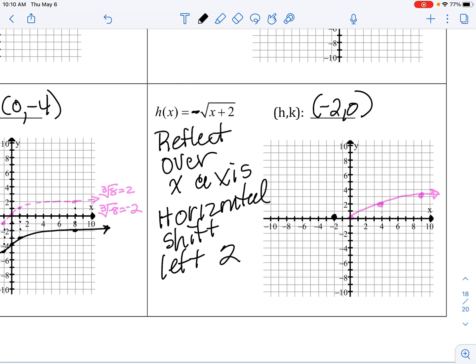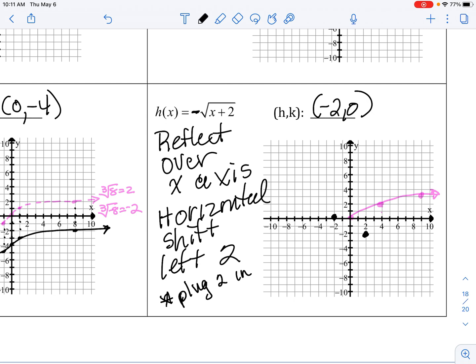But instead, let's do like 2. Let's plug in 2. So why would I say 2? Like, where did I pull that out of? Plug 2 in. Because if I plug in 2, 2 plus 2 is 4. The square root of 4 is 2. Take the opposite, negative 2. So 2, negative 2. All right?